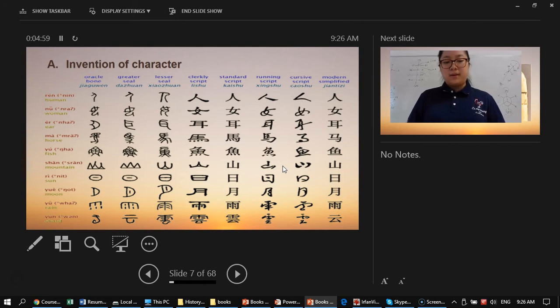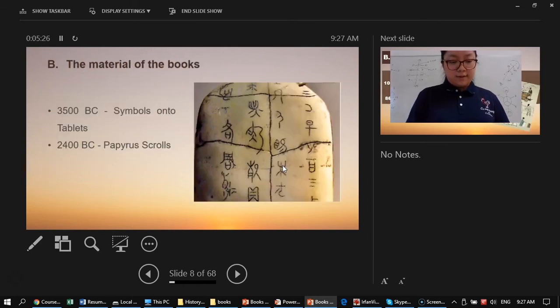Kaishu came into being in the late Han Dynasty and was based on Li Shu. After Kaishu appeared, the block-shaped Chinese characters were finalized. Kaishu has been used ever since. Kaishu is the standard calligraphy that has been used for the longest period of time. Still today, students in Chinese schools are required to write Chinese characters in Kaishu as a regular script. The following is the material of the books.